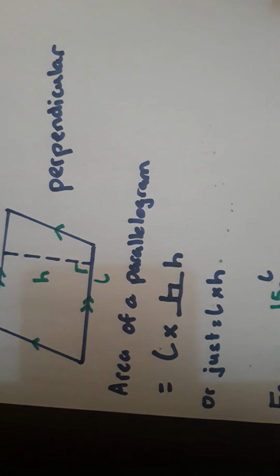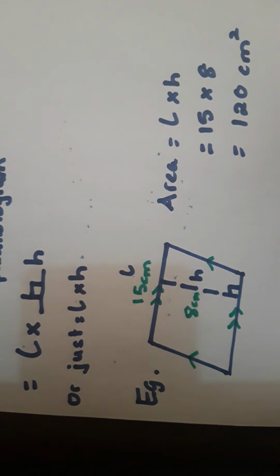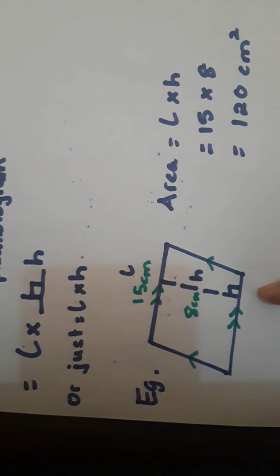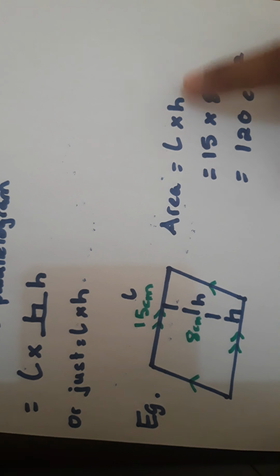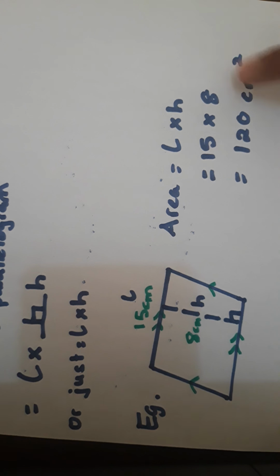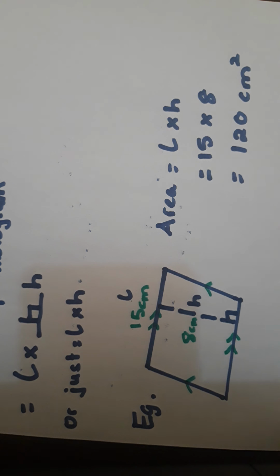So you're going to look at an example. Very simply, we have our parallelogram here. Our length is 15 centimeters, whereas the perpendicular height is 8 centimeters. So the area is simply L by H, 15 for L, 8 for H, 15 by 8, 120 centimeters squared.